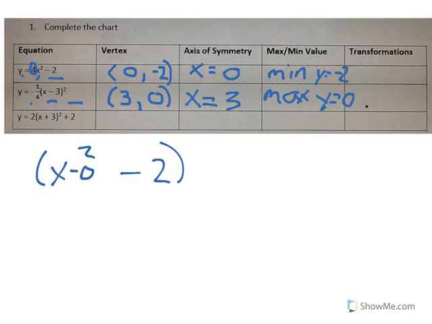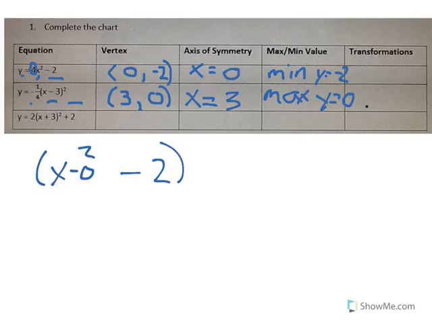And then for transformations, we know it's going to be reflected in the x-axis because it's negative, so that's why it's upside down. It's going to be a vertical compression by a factor of 1/4, and it's going to be shifted to the right 3. That's why you can see our vertex is 3 and 0 instead of the regular starting point of 0, 0. It's been shifted to the right 3 spots.